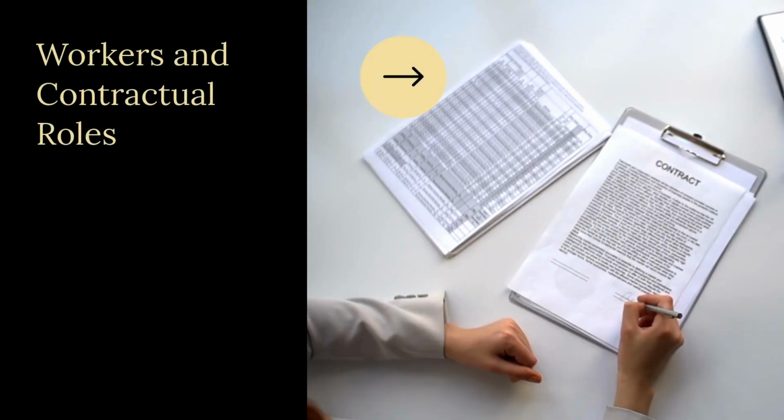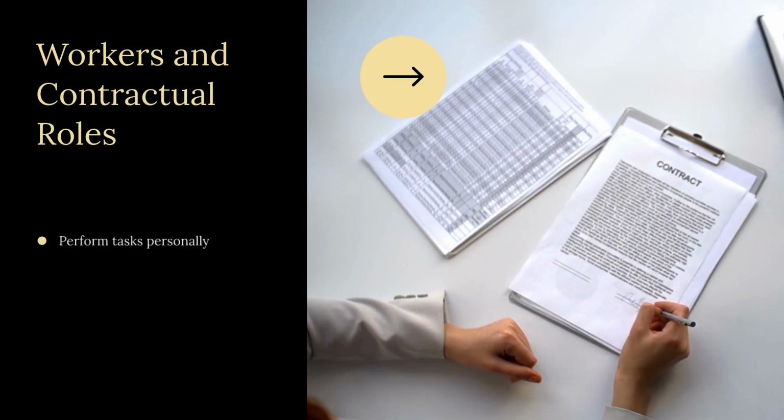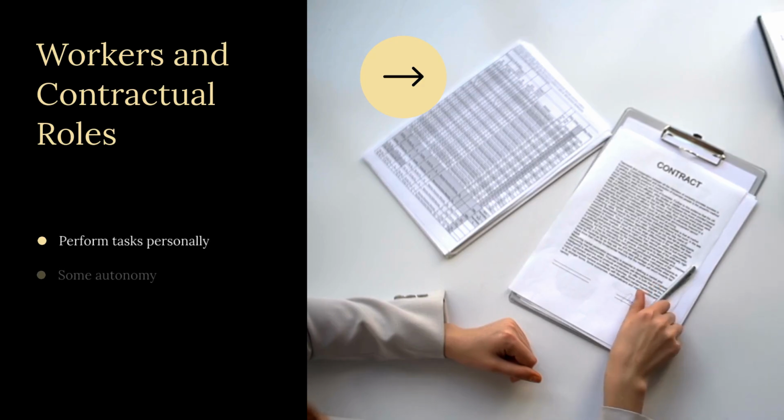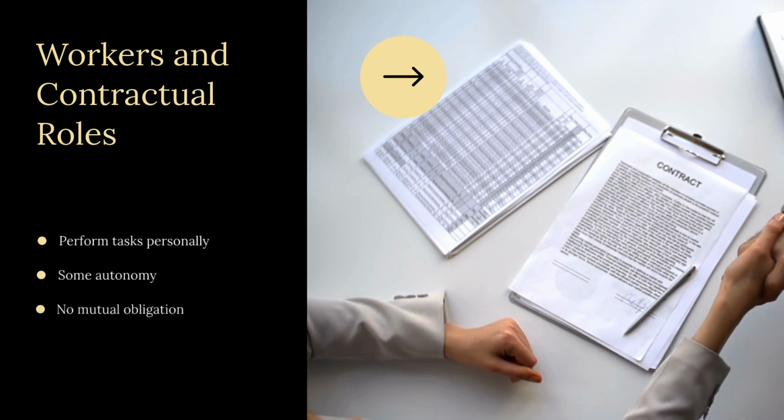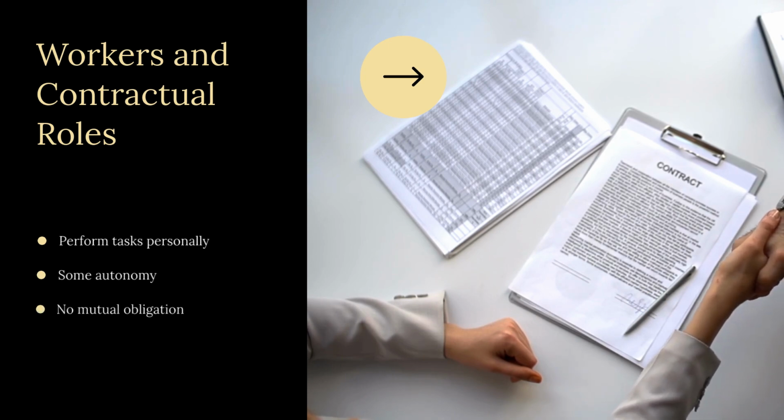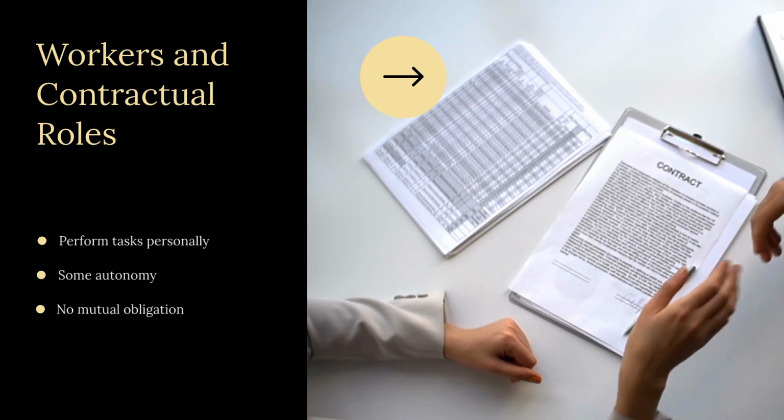Workers operate under a contract for services. They perform tasks personally, with some autonomy. There is no mutual obligation for continuous work. Workers have flexibility to work for multiple employers. They maintain some level of oversight by the organization.